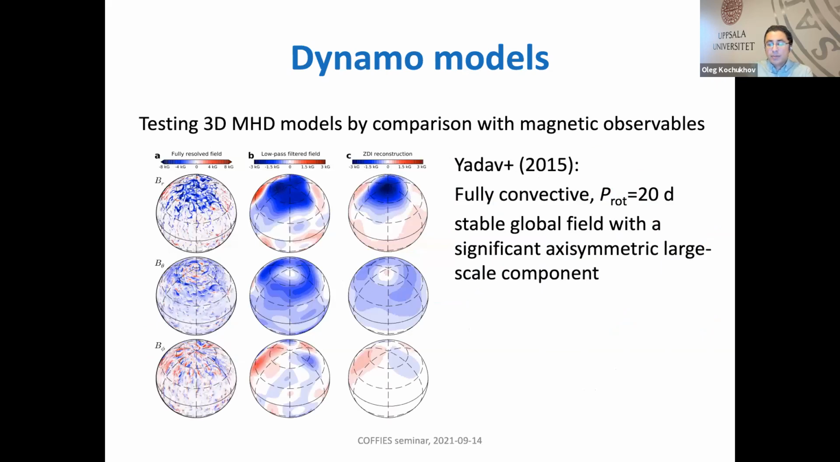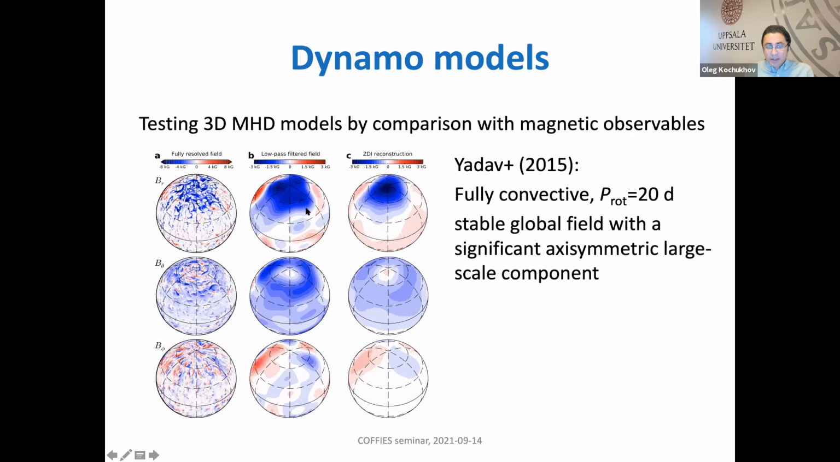Perhaps one of the most detailed models, the model that was tested in greatest detail against observations, was the simulation by Yadav and collaborators from 2015. And they just computed a single model with rotation period of 20 days, so still a bit longer than typical active M-dwarf. But what they got is illustrated here. So this is the full resolution of their simulation, radial, meridional, and azimuthal field. And you kind of see something similar to my empirical model. So there are a lot of small-scale structures, but at the same time, those small-scale structures tend to be arranged in some kind of global magnetic field distribution.